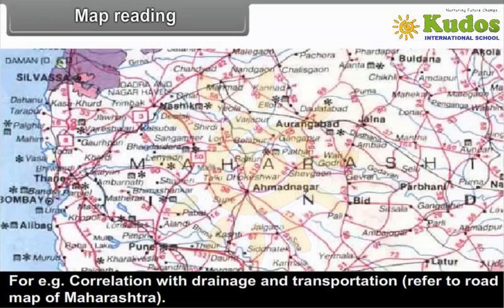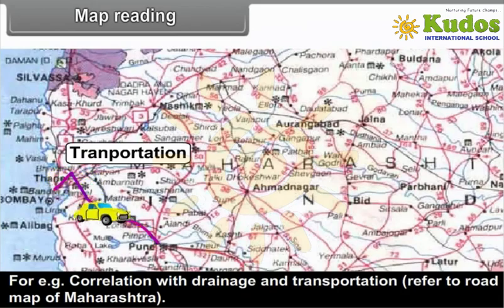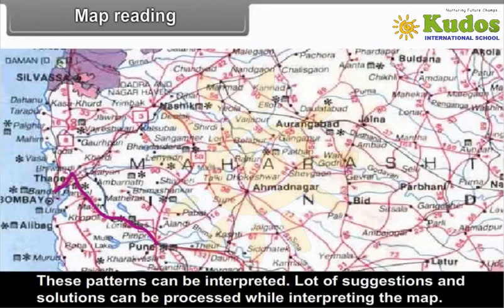For example, correlation with drainage and transportation. Refer to the road map of Maharashtra. These patterns can be interpreted. A lot of suggestions and solutions can be processed while interpreting the map.